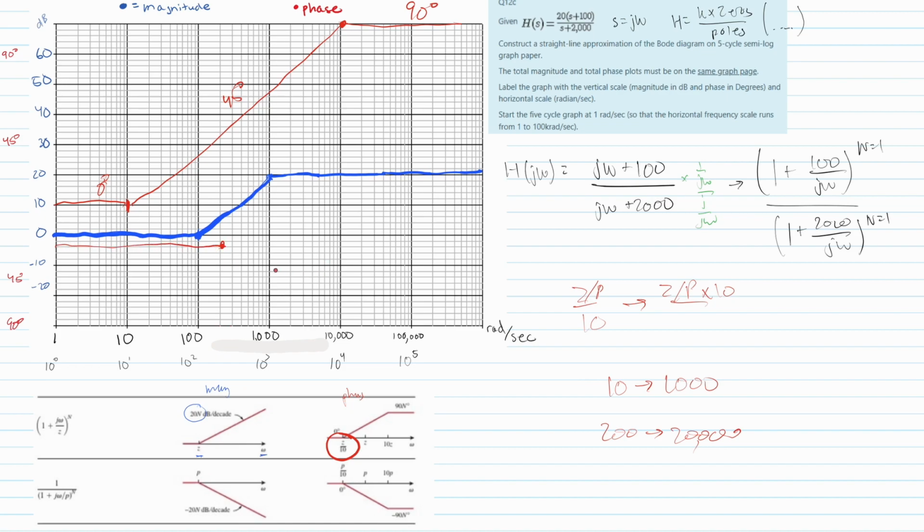And then we're going to go from there to our 200,000, which is going to have us be about right here. So we're going to go at an angle of about 45 degrees again, but this is a negative 45 degrees. And then here we have a negative 90 degrees.